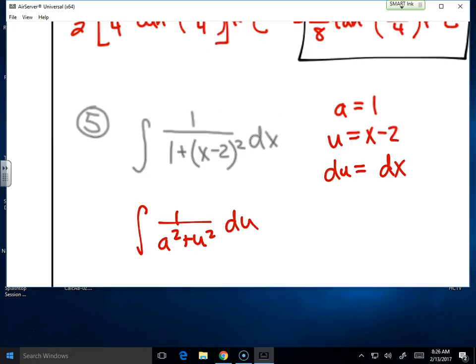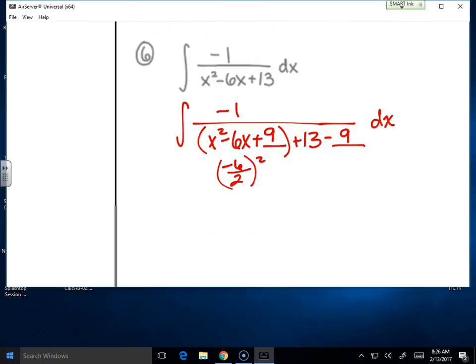Remember how up here I told you guys not to multiply out? It was written the way you wanted it. We're trying to get it to look kind of like that. So then coming back down here, we need to factor. And when we factor, we end up with -1 times (x minus 3) squared plus 4.